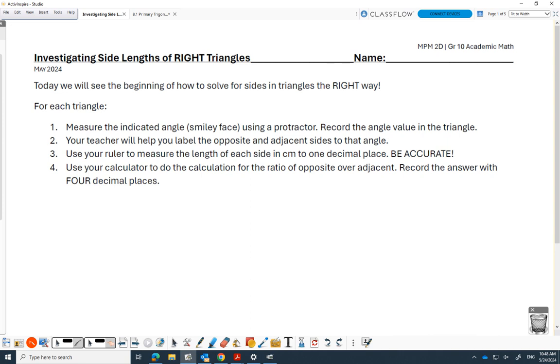And you can be like, I don't know what you mean by opposite and adjacent. I mean, I know what opposite means. I've never seen the word adjacent before. No problem. That's my job. Before you start the investigation, I got to explain what that means.